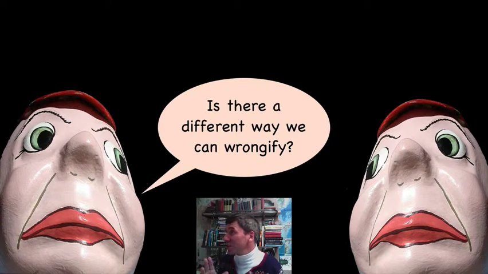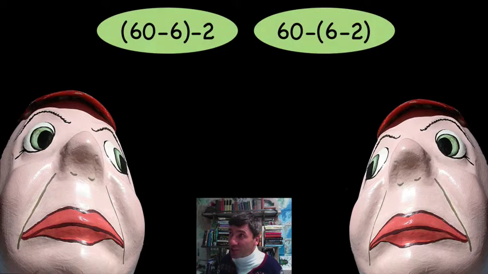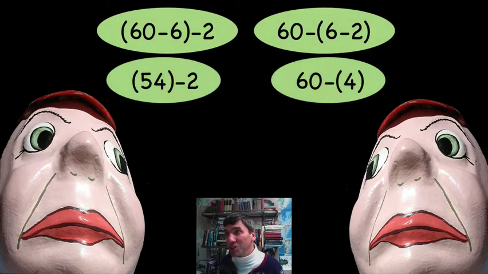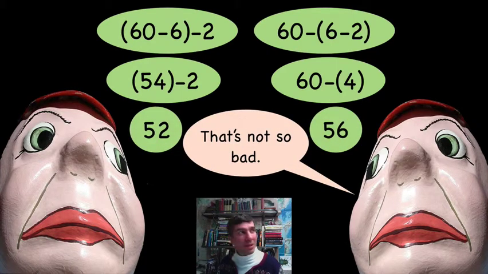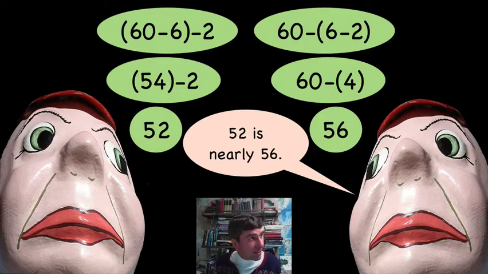Yes, Tweedledum, actually there is another way. We could use the associative property of mathematics incorrectly. We could use it for subtraction. So let's see, is that going to work? 60 minus 6 minus 2. Do we mean 60 minus 6 and then minus 2, or do we mean 60 minus (6 minus 2)? Because those are going to come up with two different answers, 52 or 56. Let's say that we've wrongified the situation.